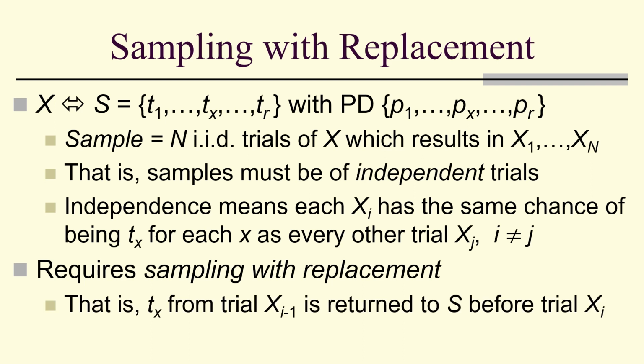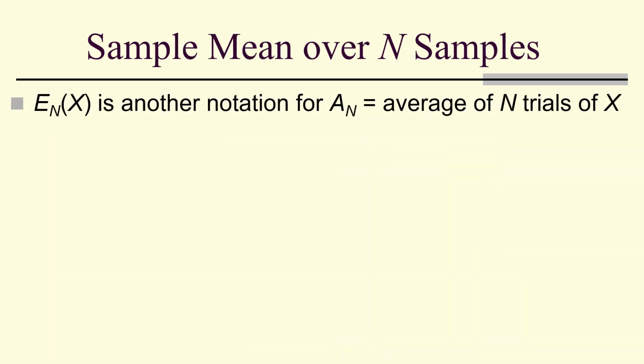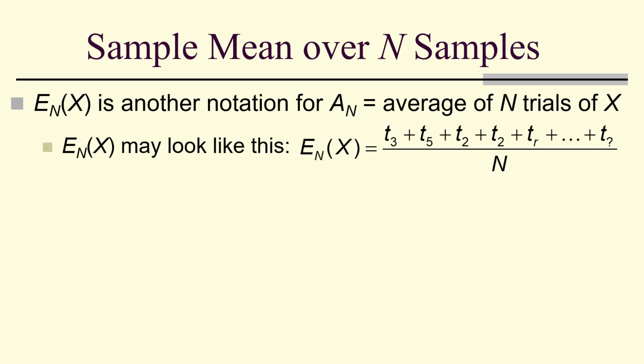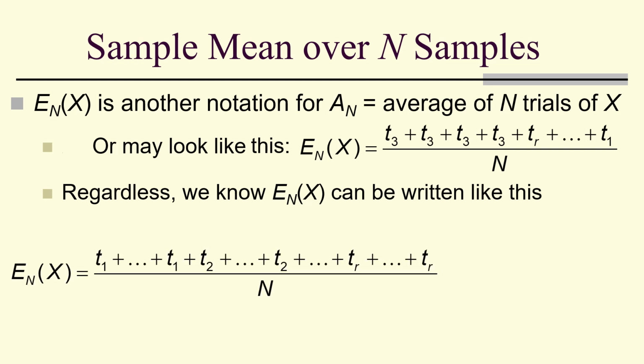So once we've selected t_x in trial X_(i-1), we put that t_x back in S before we get the next trial X_i. So each trial occurs as if no other trials have happened. That's our concept of independence. So the sample mean over n samples is also denoted by this E_n of x. And it may look like this, or like this, or like this. But regardless, we know we can arrange this so that the T1s come first, the T2s come second, and then up to the TRs, which will be at the end.